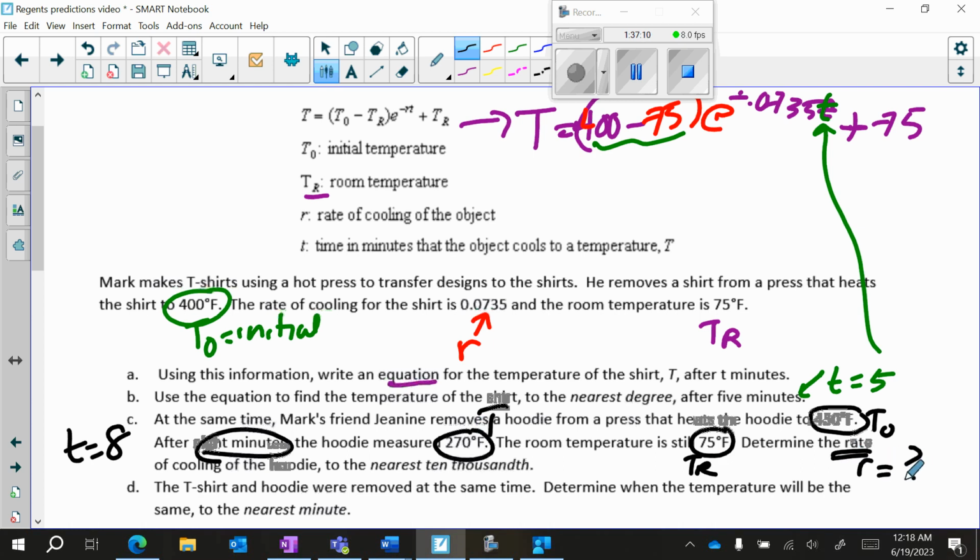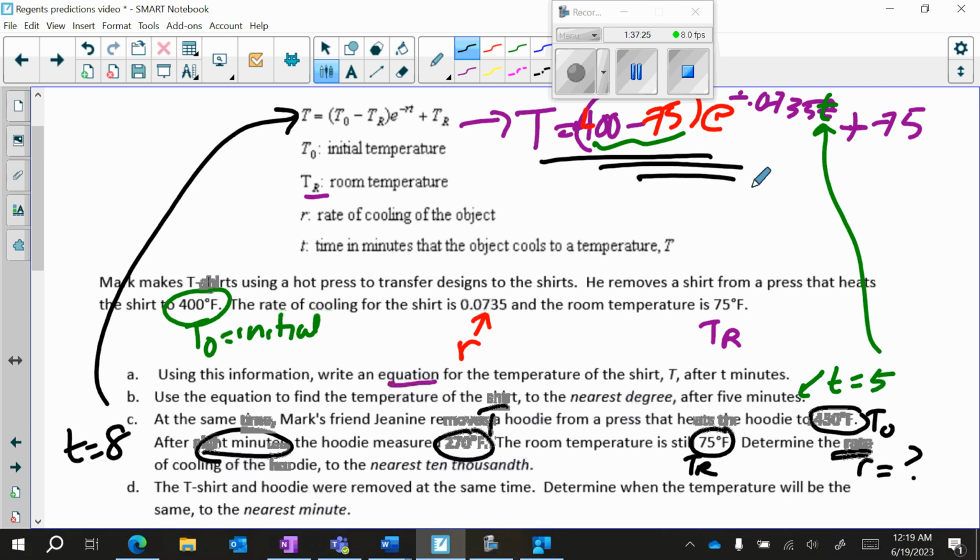So basically what you need to know is you're going to use the same equation from above, but you're not going to use the one you used for A for Mark because the hoodie's temperature was initially different than the t-shirt's temperature. So I would rewrite this equation in terms of Janine's information. And this time you're going to solve for the rate, which is R.